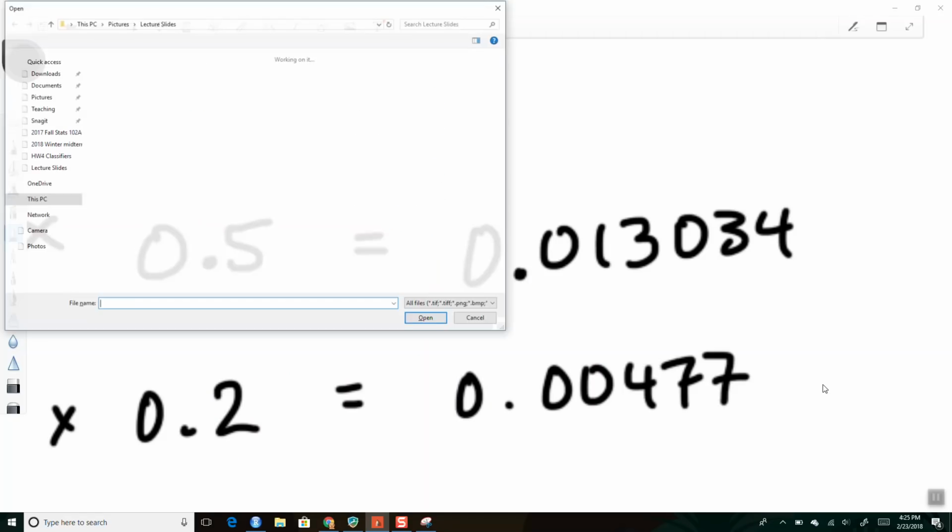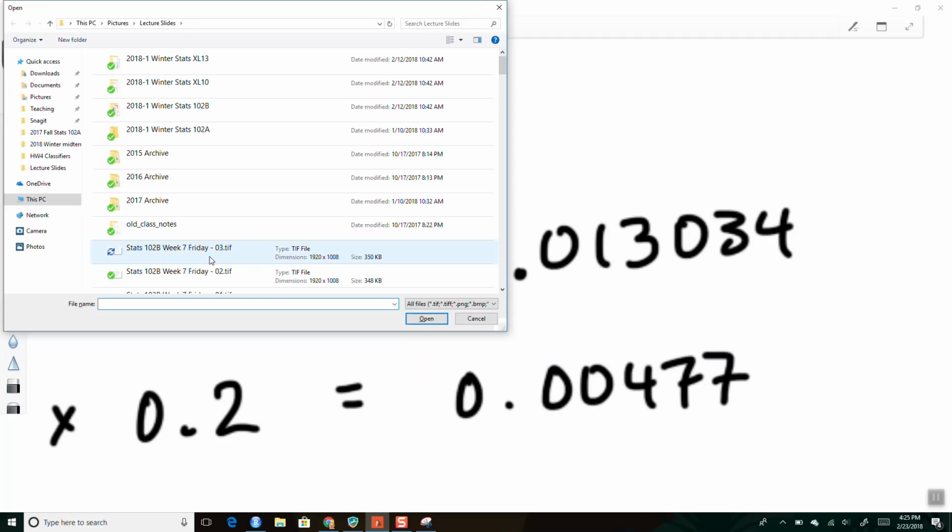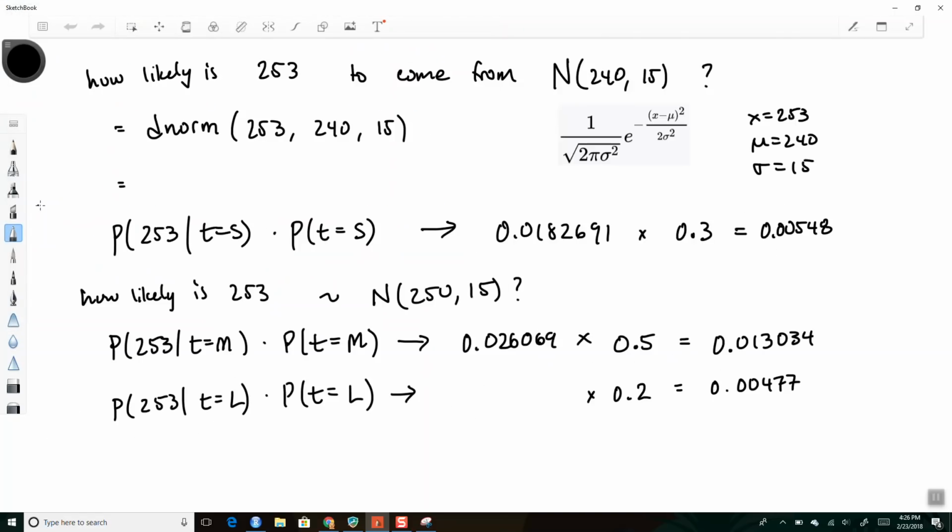So we do that, and okay, these are each of our numerators. We have 3 numerators, and so my marginal is just going to be the sum of each of these 3 terms: 0.00548 plus 0.013034 plus 0.00477. Okay, so this is my marginal.